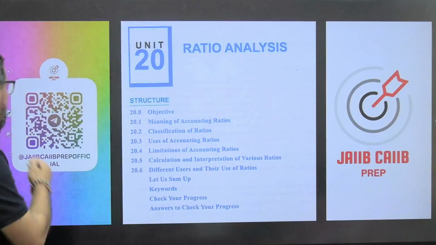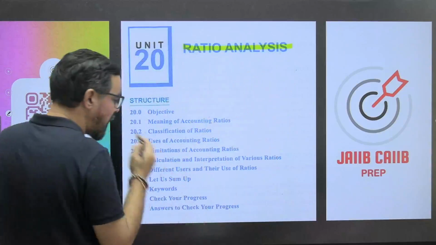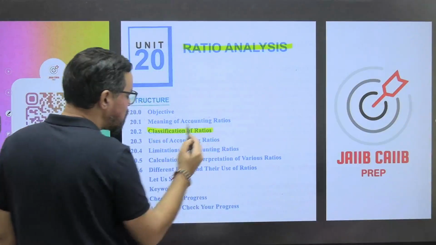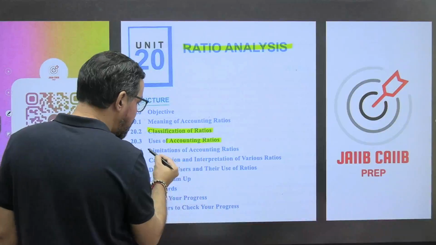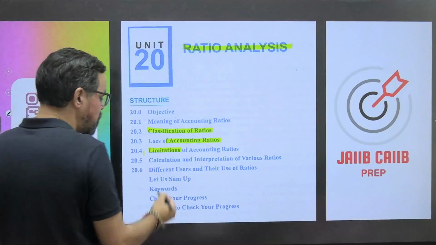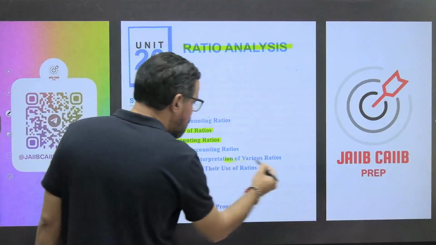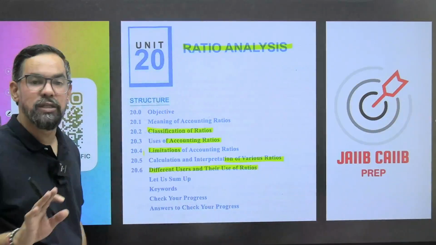Okay. So first one, we have ratio analysis. So when it comes to ratio analysis, okay, classification of ratios, very important. Okay. Then accounting ratios, limitations. This gets asked so many times, even in this year's examination also. Calculation and interpretation of various ratios, okay, different users. So these are the major subtopics under this one.